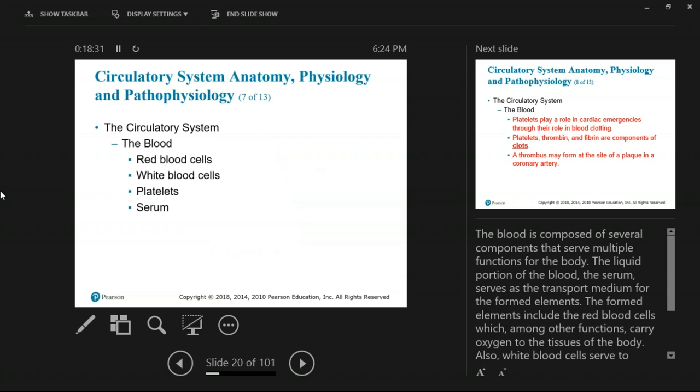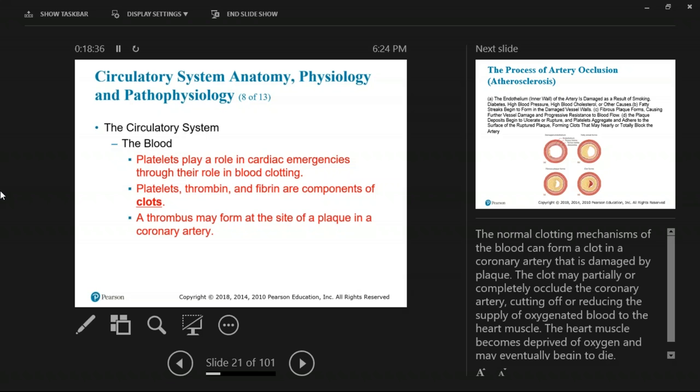We already know red blood cells, white blood cells, platelets, and serum make up your blood of the circulatory system. However, it is important that platelets play a real big role in cardiac emergencies, and that role has to do with clotting. So we have platelets, thrombin, and fibrin, and all those are components of a clot. A thrombus may form at the site where plaque ruptures in the coronary artery.